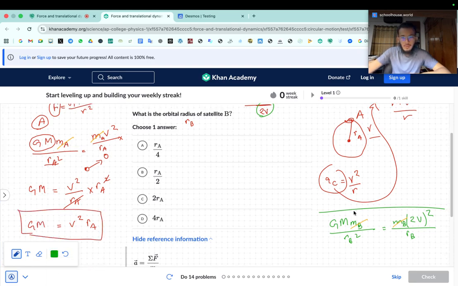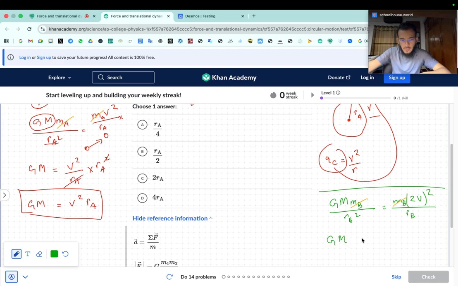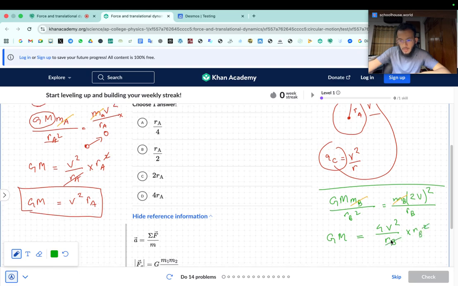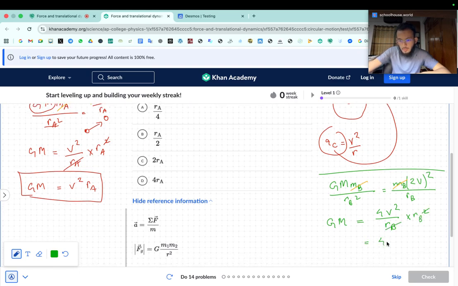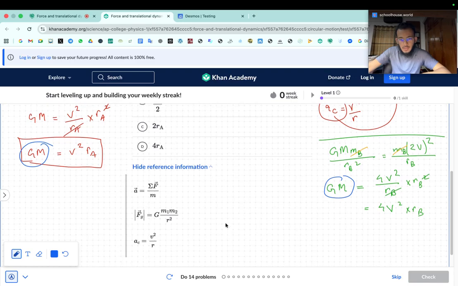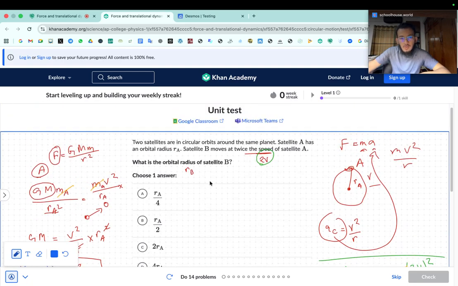As for this one, the same thing. We make GM the subject. So when we distribute the square to 2, we get 4v squared divided by rB multiplied by rB squared. Similarly, we can cut this off and we are left with 4v squared times rB. Now we can equate these two, GM equals GM, so we could say that v squared times rA equals 4v squared times rB.